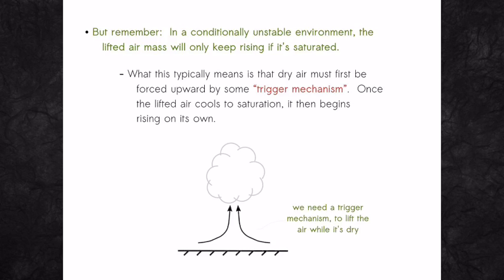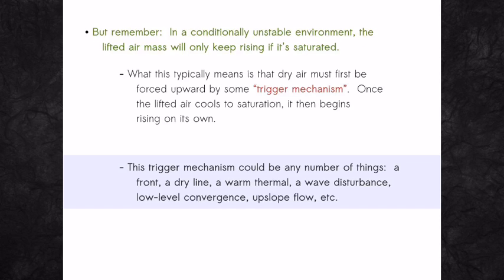This trigger, this thing that lifts the dry air to the point where it becomes saturated and the air rises on its own, can take the form of a variety of things. It could be a front that passes through and lifts the dry air till the cloud forms, and then it continues to rise. It could be a dry line. We haven't really talked about dry lines, but they're kind of like fronts, just instead of a change in temperature, it's really a change in humidity.